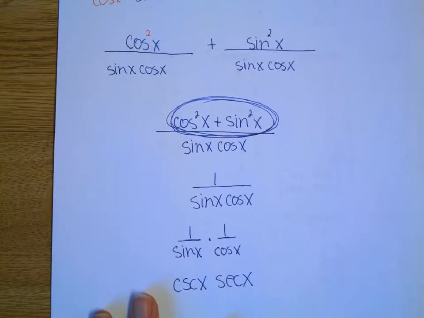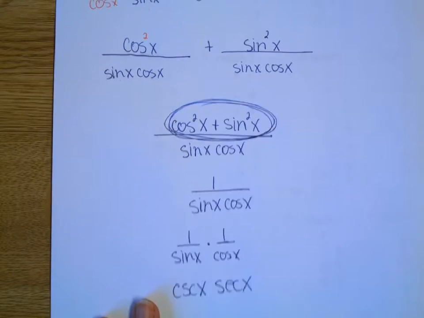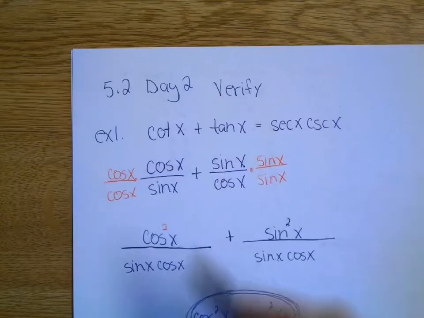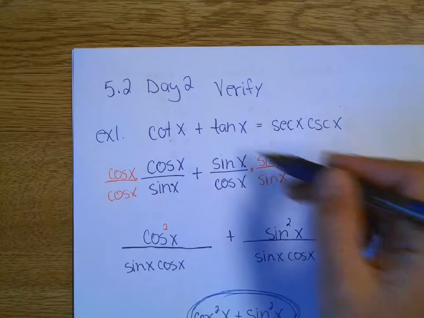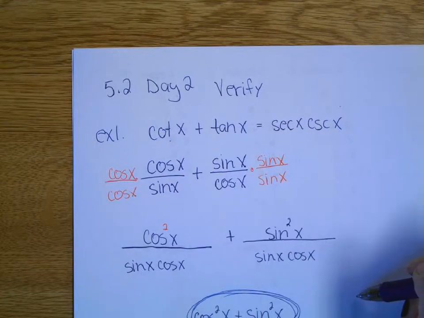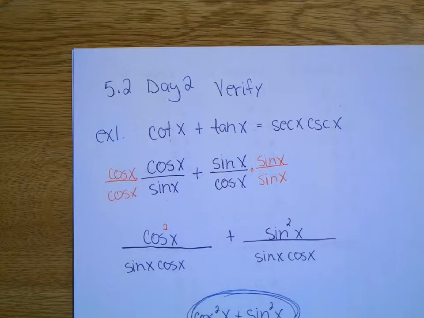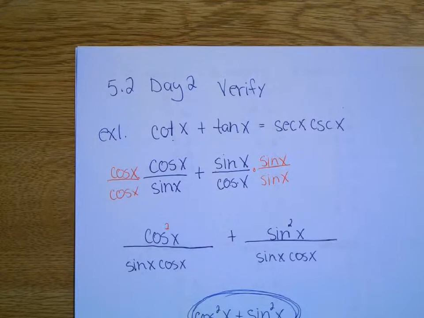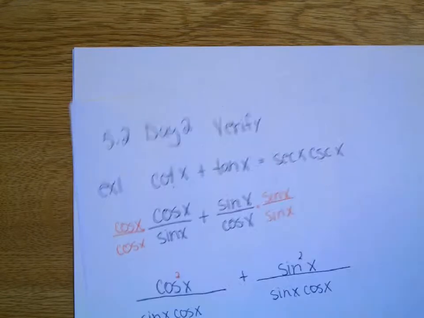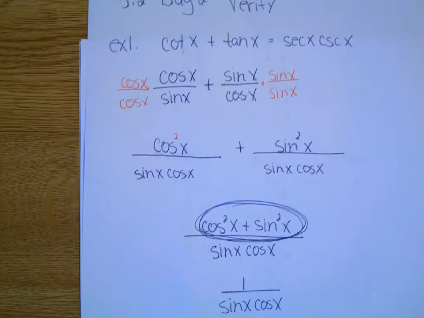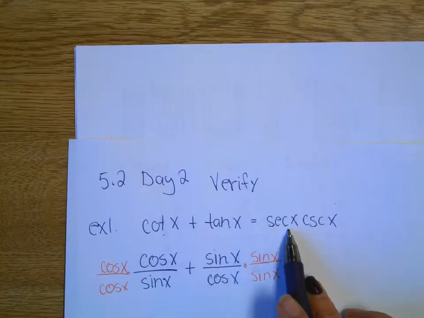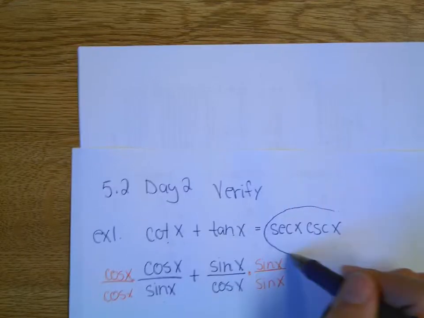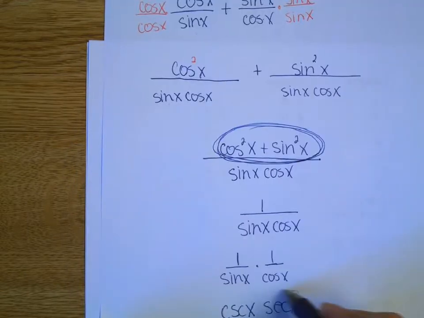Okay, how did you get to begin with the cosine over sine and sine over cosine? In our notes. Cotangent is cosine over sine. Tangent is sine over cosine. Hey, we've got several of these today. So what's the end result then? I verified it. Cosecant times secant equals secant times cosecant. My goal was to get to this, so I stopped when I got there.